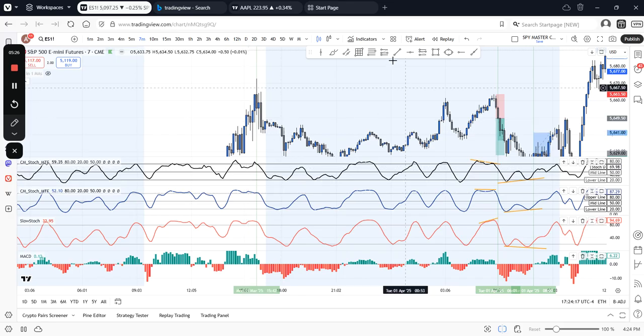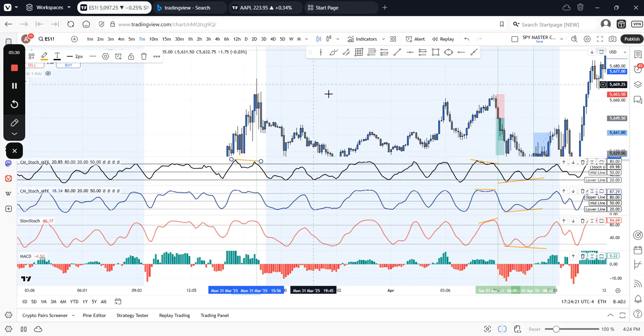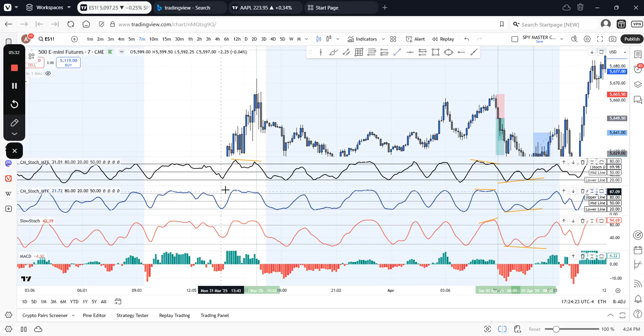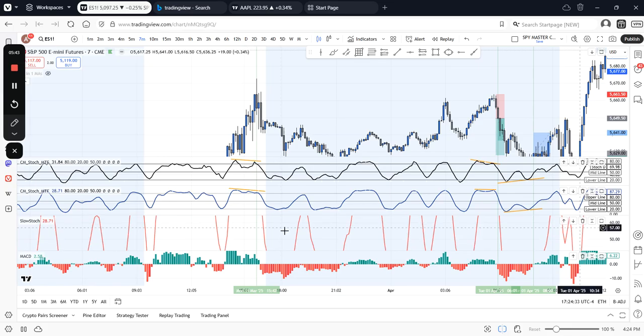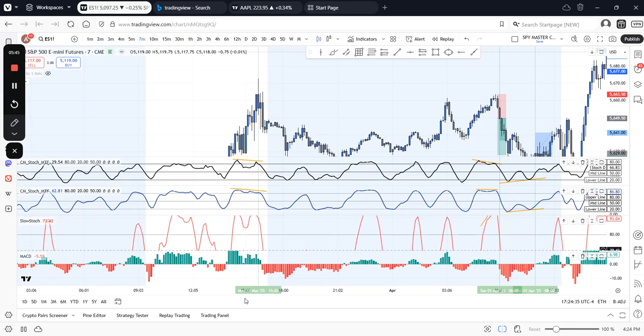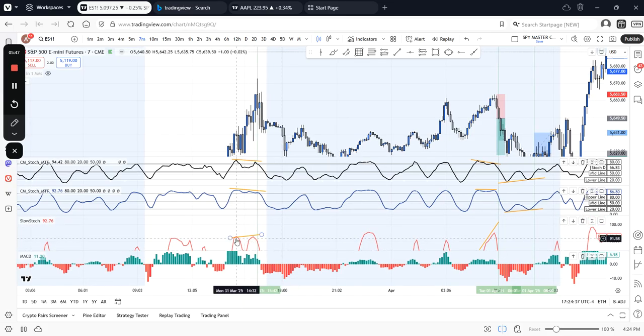This was another one. Divergence: high, low, and then high, low, and then this one was high, high. Is that a divergence? Let's see. We're going to zoom in on that. No, it was not, so that doesn't count. Let's go to the next one.